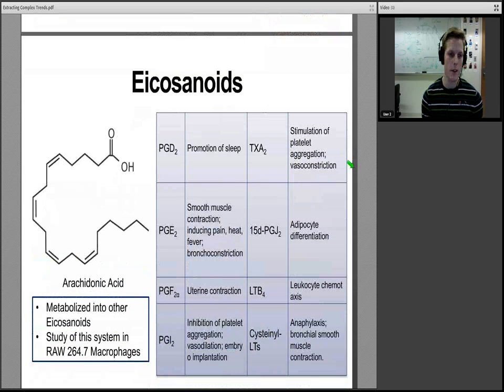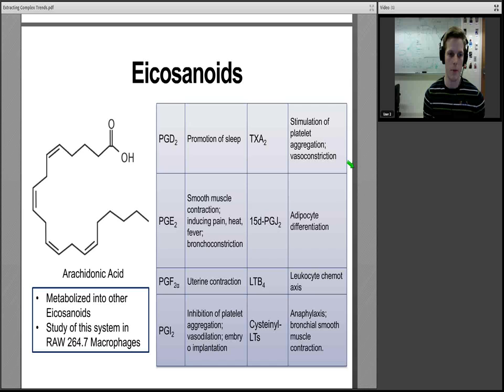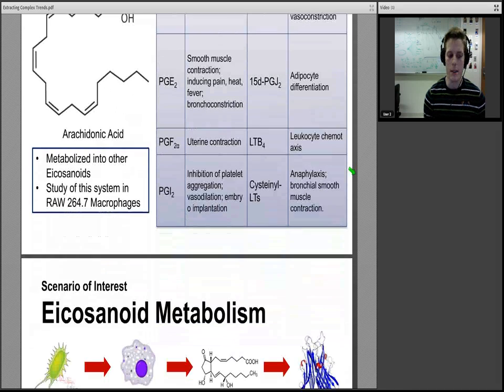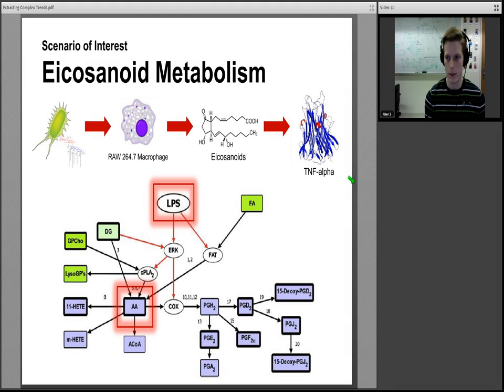And so that specific system that we'll be talking about is the eicosanoid metabolism system. These are a set of fatty acid molecules that are derived from arachidonic acid, which have a variety of signaling functions throughout the body. Their functions vary from the promotion of sleep to chemotaxis of different white blood cells and other things like inducing uterine contractions. However, one notable situation in which these eicosanoids participate is the response to infection. And so that is the scenario of interest for us today for this model that I'll be describing.